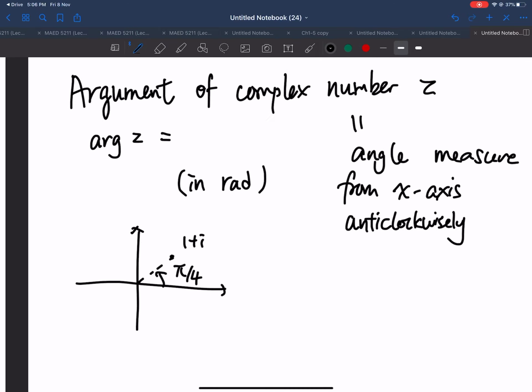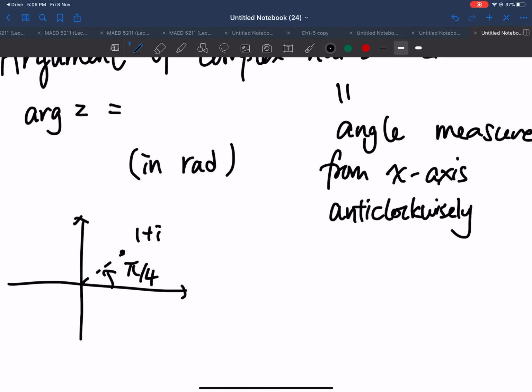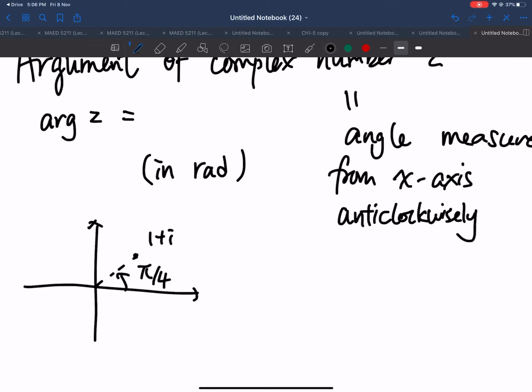And why do I call it anti-clockwise? That means from the x-axis. And anti-clockwise, you take positive. If it is clockwise, you take negative. So the argument for 1 plus i is pi over 4.